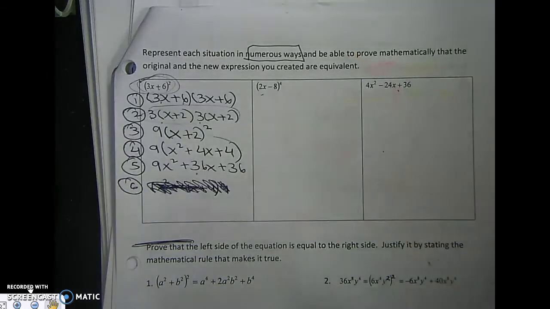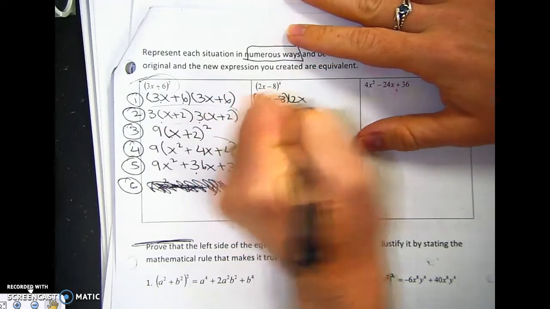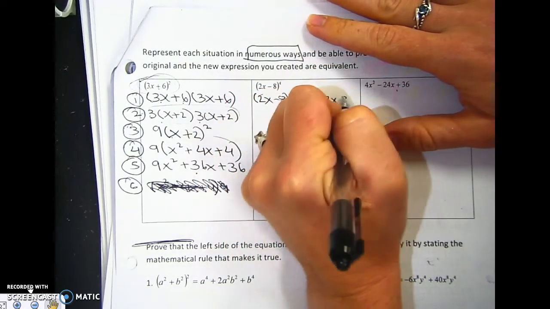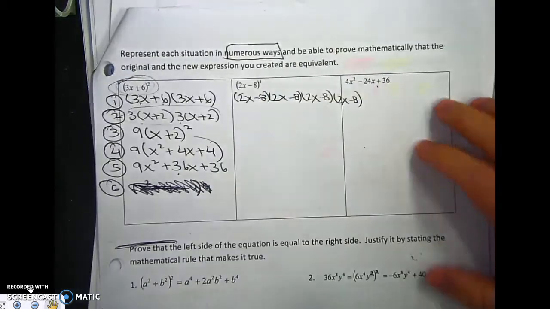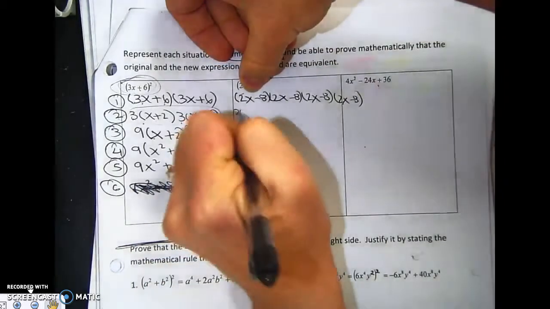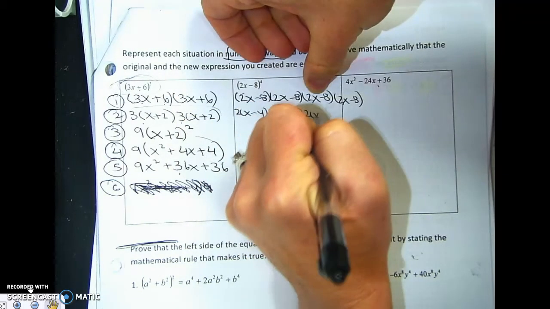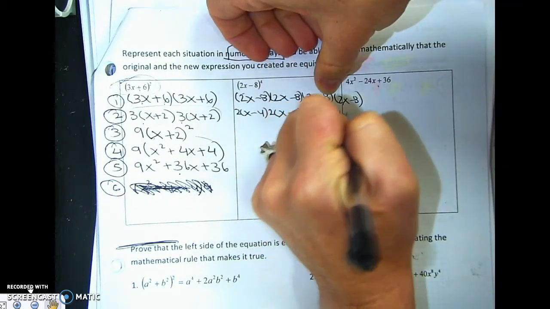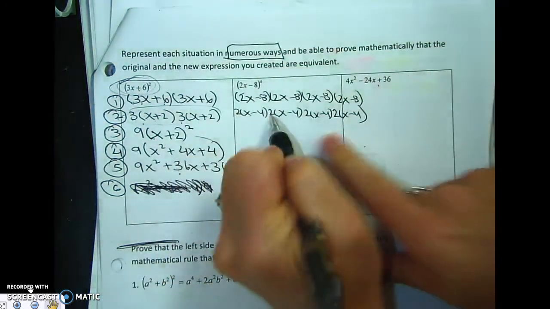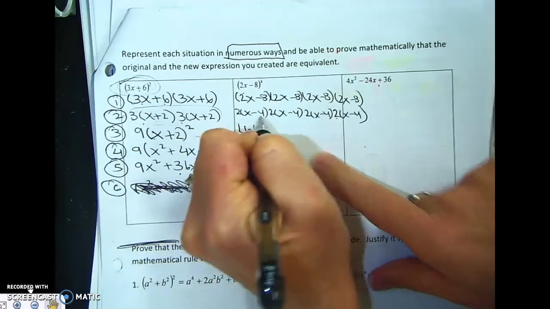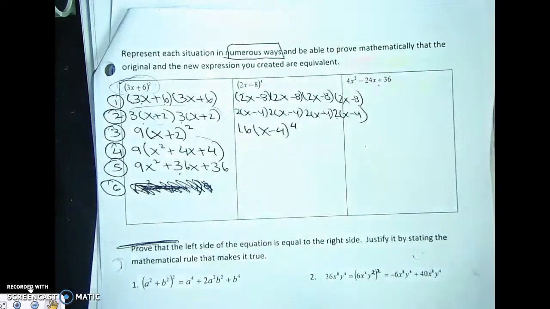Okay. Let's try the next one. So I could rewrite this as 2x minus 8 times 2x minus 8, 2x minus 8, 2x minus 8. So I could write it out 4 times because anything to the 4th power. Another thing I could do is I could take out a 2 from each one, just like I did in the previous problem. I could multiply 2 times 2 times 2 times 2, which is 16, and x minus 4 to the 4th power because there are 4 of them. That's another way I could do this.